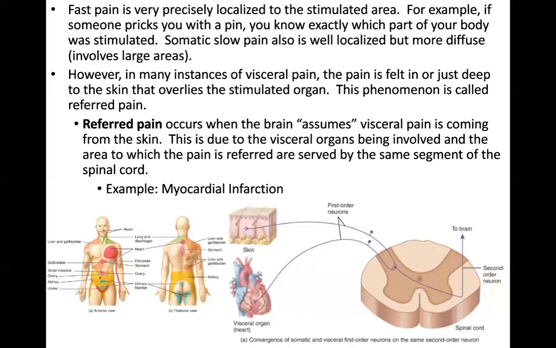In many instances of visceral pain, pain is felt not within the organ itself, but within the skin that overlies that stimulated organ. We call this referred pain. It occurs because the brain assumes visceral pain is pain coming from the skin, when in actuality it's coming from something like your heart. And it's not really a complicated reason as to why.